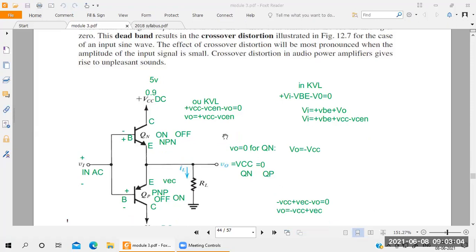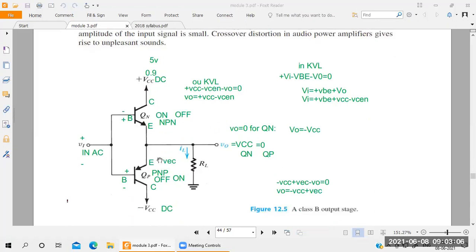Okay, same thing, can you write it for the QP transistor here? So what will we get here? For the QP transistor: minus VCC, then plus VCEP, minus V0. So V0, to take it outside here, what will we get? V0 equals minus VCC plus VCEP. This is the equation for the QP transistor. Understood?